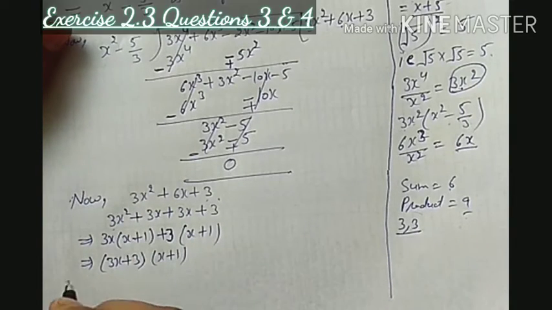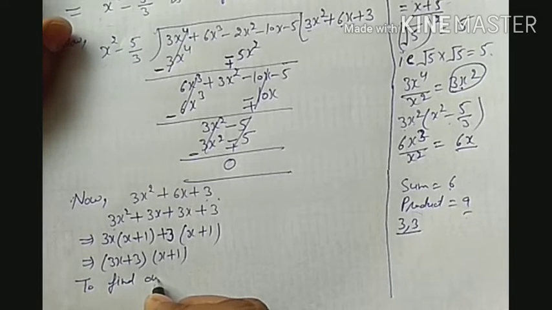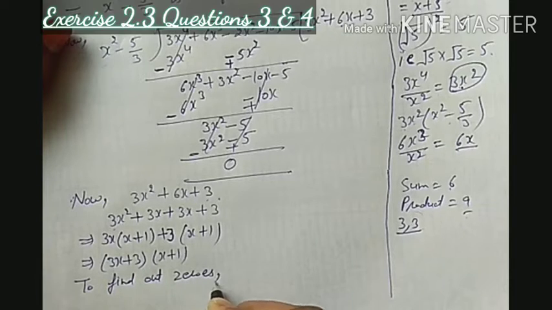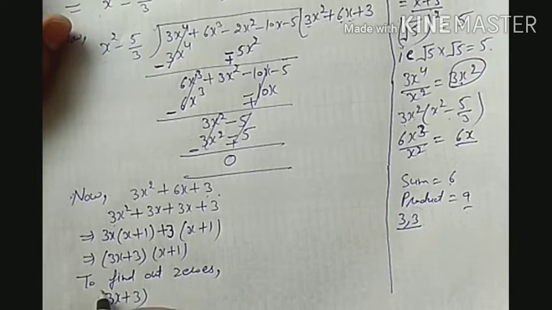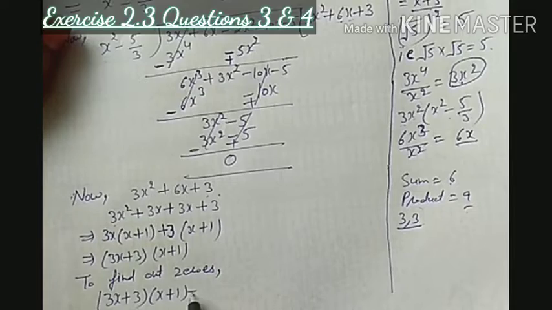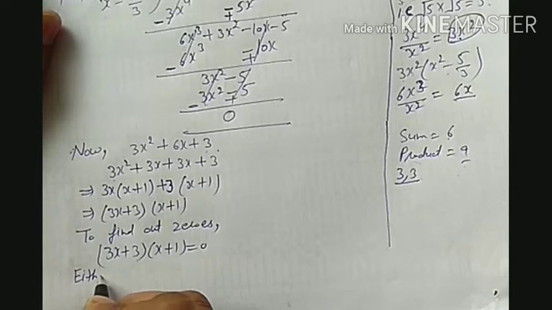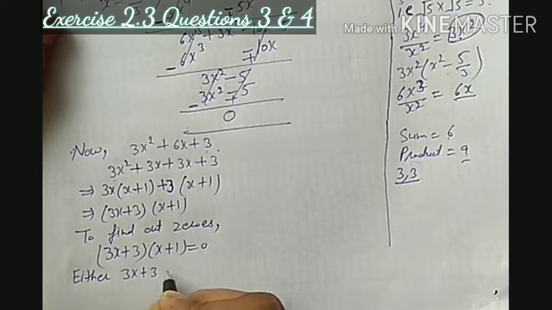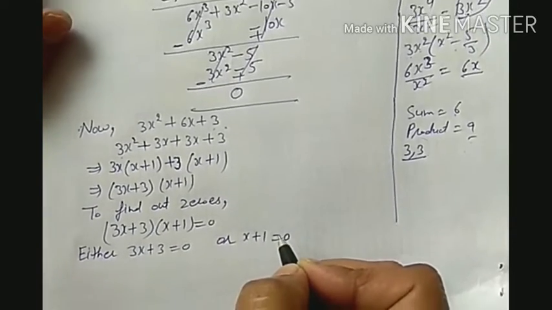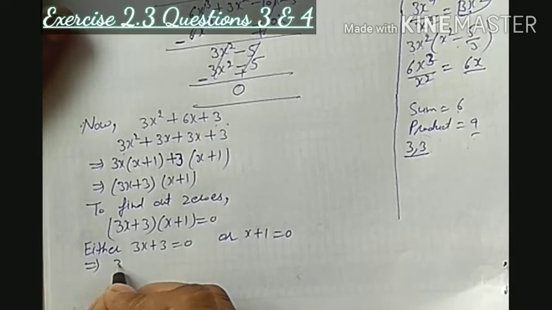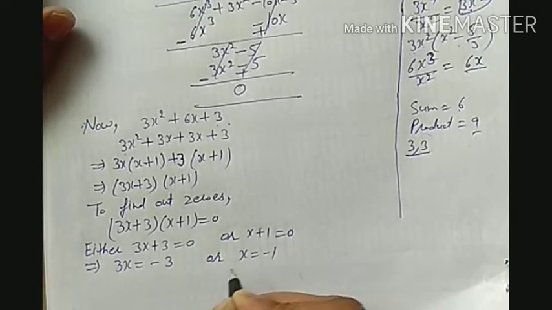Now, to find out zeros, we will put our factors equal to 0. 3x plus 3, x plus 1 is equal to 0. Either 3x plus 3 is equal to 0 or x plus 1 is equal to 0. It gives 3x is equal to minus 3 or x is equal to minus 1.